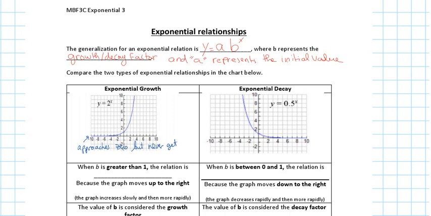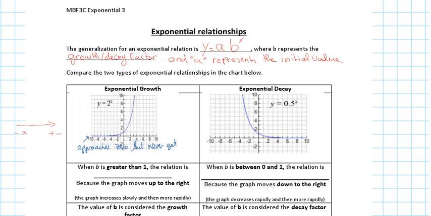We're going to look at the two types of exponential relations in the chart below, and then we're going to compare them. So if you look at the first chart, if I'm starting from the negative x and going toward the positive x, what do we see? Is it increasing or is it decreasing? Increasing. So we always move from left to right. We always move from the negative x values to the positive x values to look at the trend.